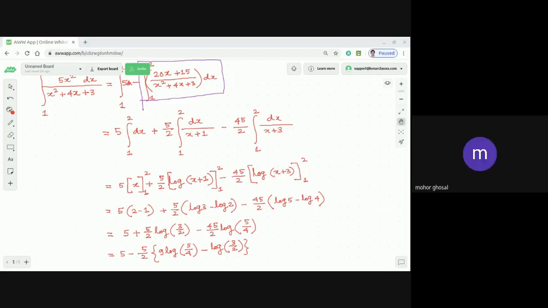First there is minus 45 by 2 ln 5 plus 45 by 2 ln 4. Then you take minus common. Then it will become what? ln 5 minus ln 4. Yes, taking minus common. Then I'm getting the same. All right. So, Sagnik, is it absolutely clear? Yes, sir.